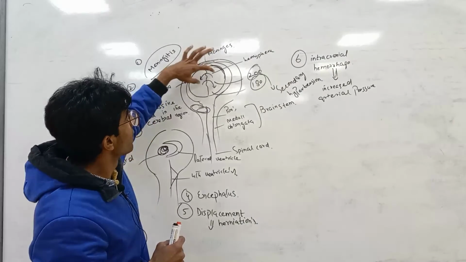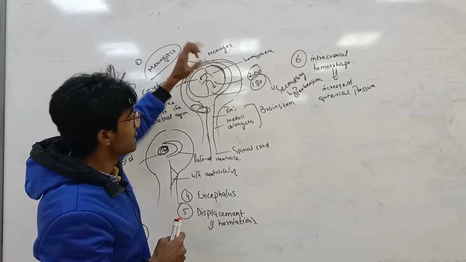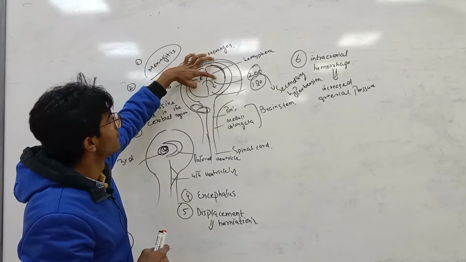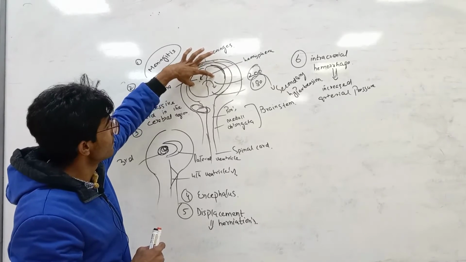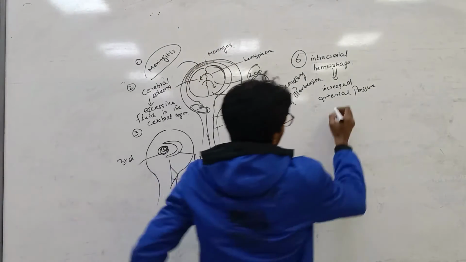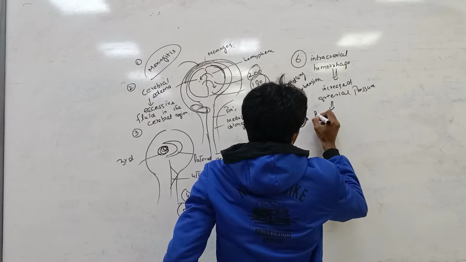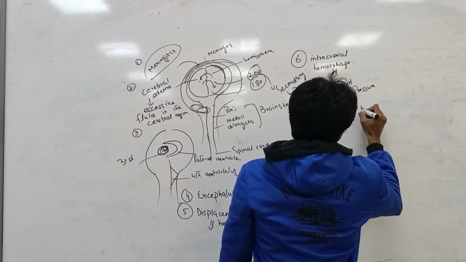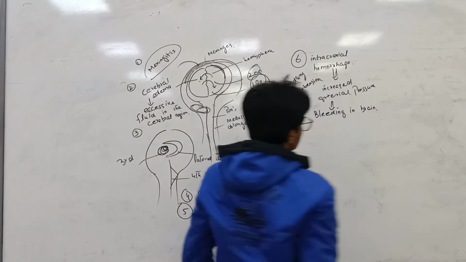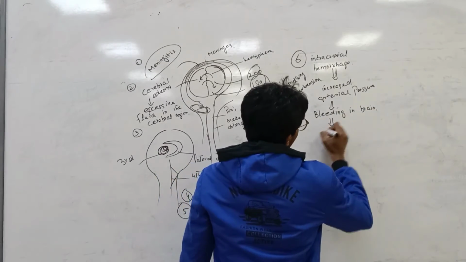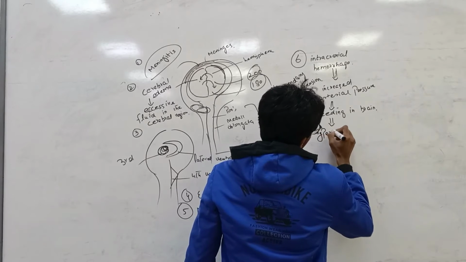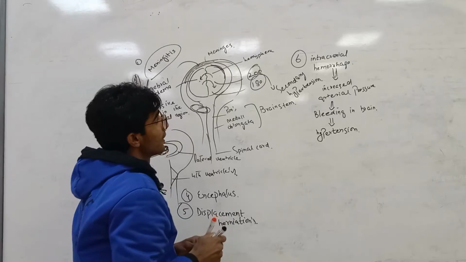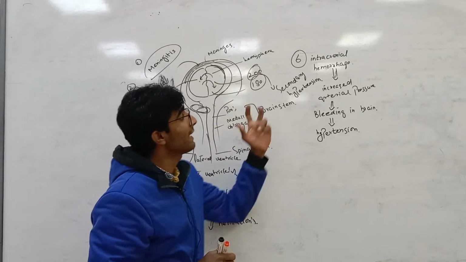Okay, guys, because in the blood there are red blood cells, and the red blood cells damage the cerebral regions. Bleeding in the brain due to hypertension is known as hemorrhage.